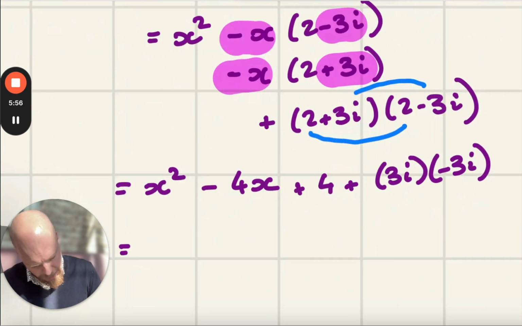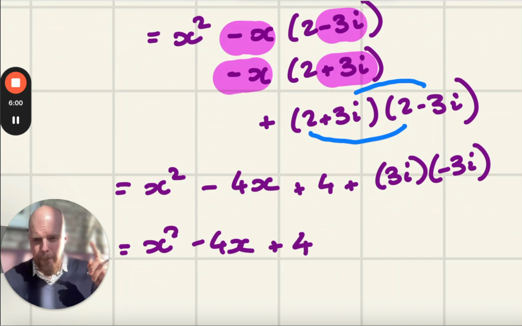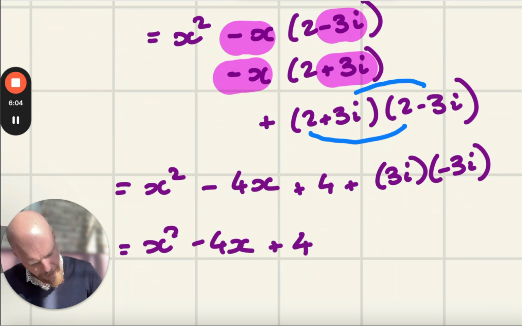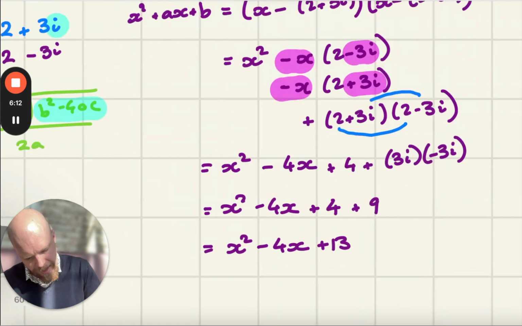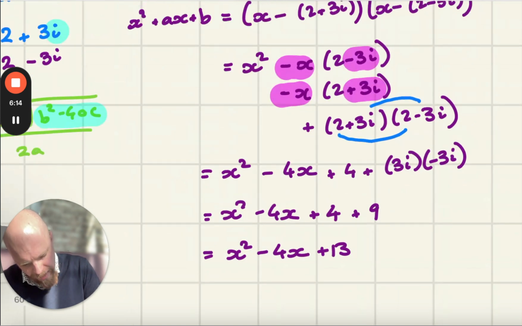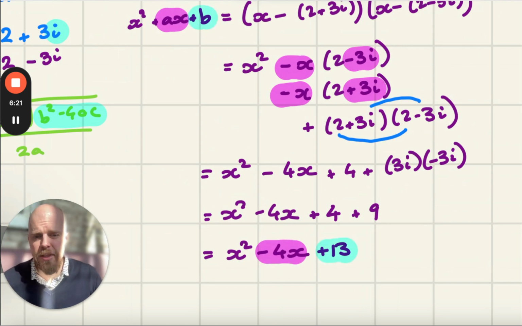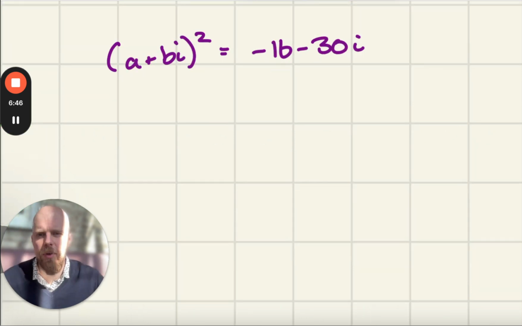So it leaves me x squared minus 4x plus 4. We've got i squared is minus 1, and you have a minus there, so those two cancel. So I'm left with plus 9. So I get x squared minus 4x plus 13. And what that means is, if you look back at the question, we have a x is minus 4x, and we have b is 13. So that means that a is minus 4 and b is 13.